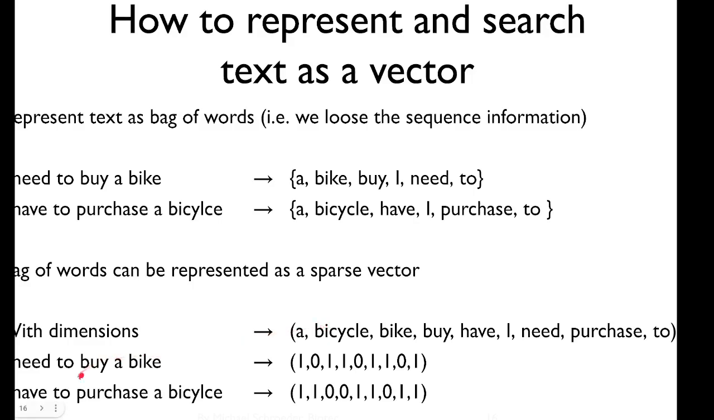And now the sentence, I need to buy a bike, becomes the vector 1, 0, 1, 1, 0, 1, 1, 0, 1. And we can see some commonalities over here, and over here, and some differences. And that means we can now directly apply our cosine similarity, Euclidean similarity, and compare these two sentences. But as we said, we still do not capture the meaning of words.